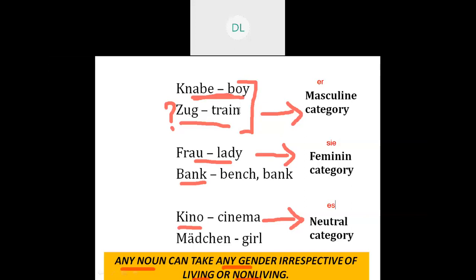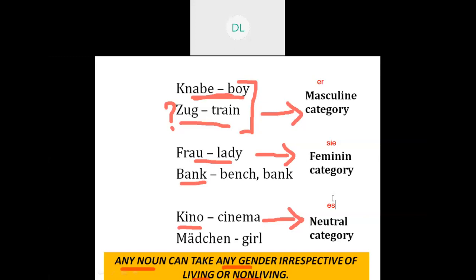So if I wanted to substitute these two nouns, I will be substituting with er only. If these two nouns are feminine, I will be substituting with sie. When these two nouns are neutral, I will be substituting with es. Because these two nouns are masculine. So, whenever you are learning nouns in German, you will have to also learn whether it is a masculine noun, feminine noun, or neutral noun. At times, you will also have to pay attention.